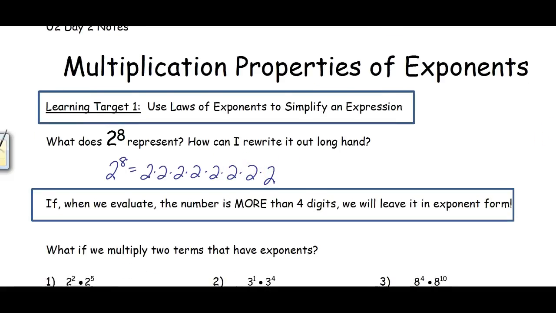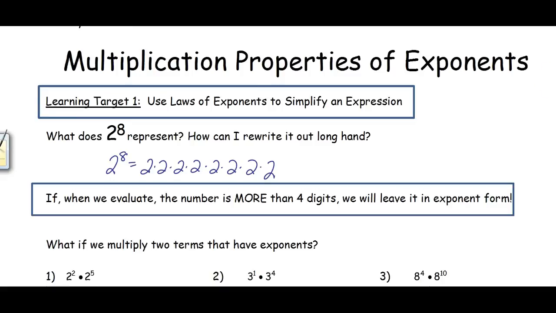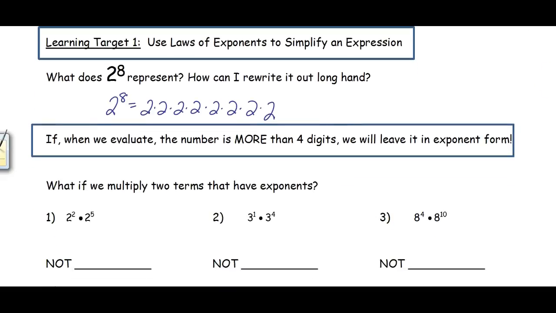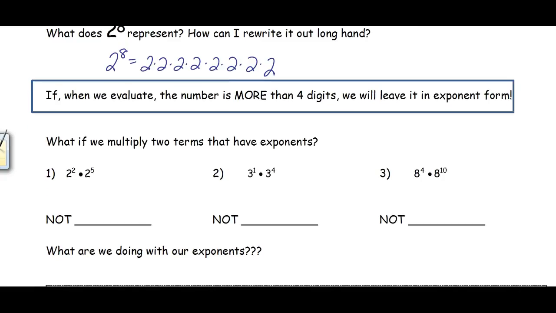Okay, so longhand, that's what it shows. When we evaluate numbers with more than 4 digits, we will leave it in exponent form. So what if we multiply two terms that have exponents? Okay, this is 2 to the power of 2 times 2 to the power of 5, which is going to equal 2 to the power of 7, not 4 to the power of 10.